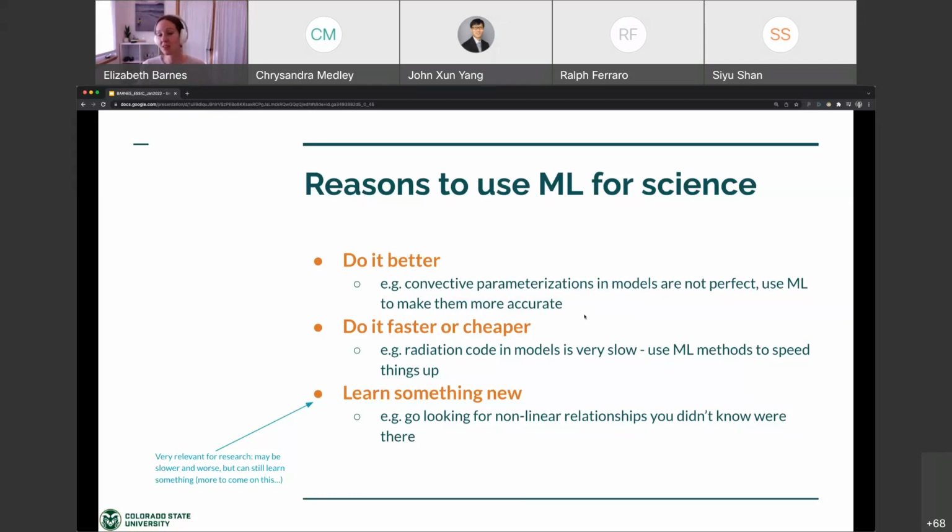And as a scientist, I would argue this is still absolutely worthwhile. And it's especially an important part of climate science, looking for these relationships that we didn't know were there. So today I'm going to go through just a few examples. My first example is going to be an example of how we are doing it faster or cheaper. And then my examples 2 and 3, when we look for anthropogenic change, are going to be examples of learning something new. So, if you will, this is the driving question of my entire talk.